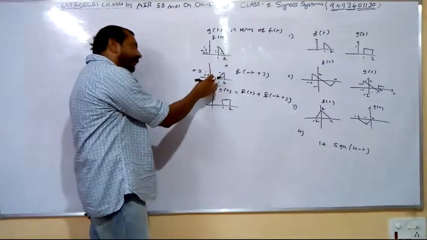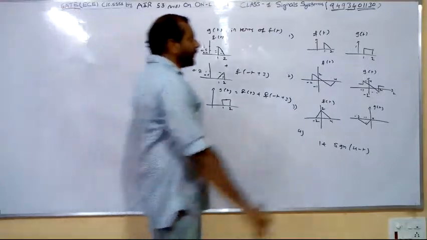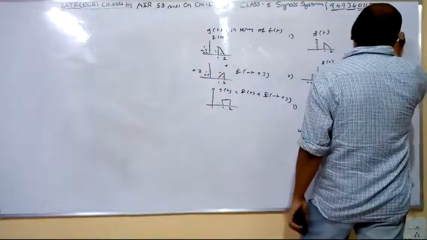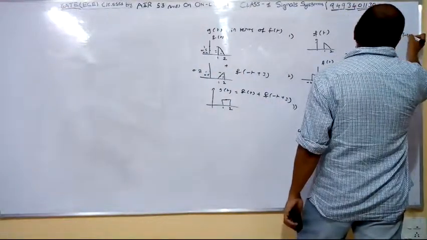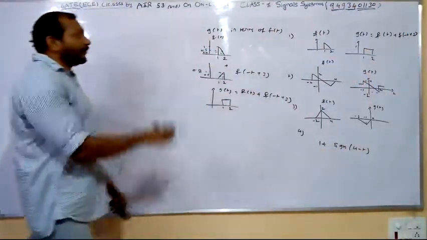The pulse looks like this. By adding these two, you have your rectangular pulse. So this g of t can be represented as f of t plus f of minus t plus 3. In examination also you can write this directly without doing any calculation, using the summation of this lower limit and the upper limit.